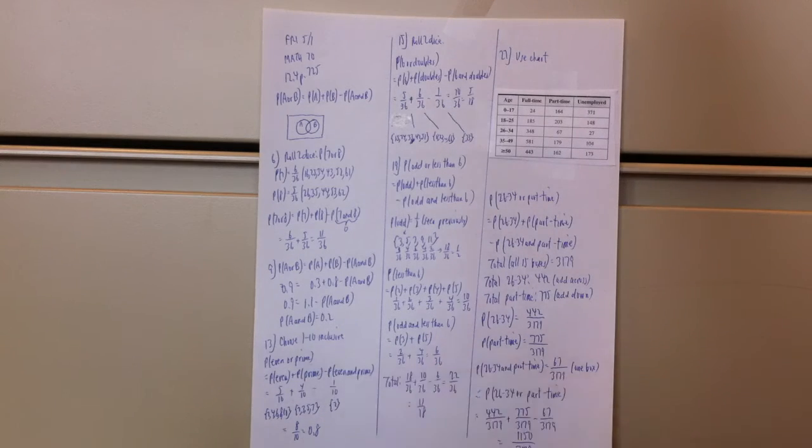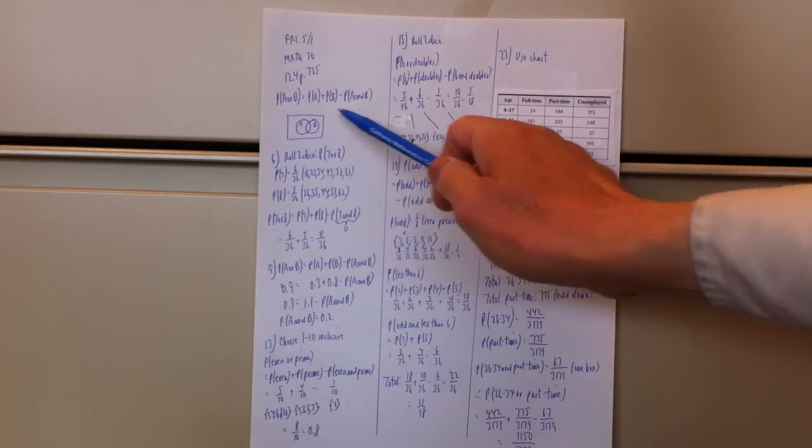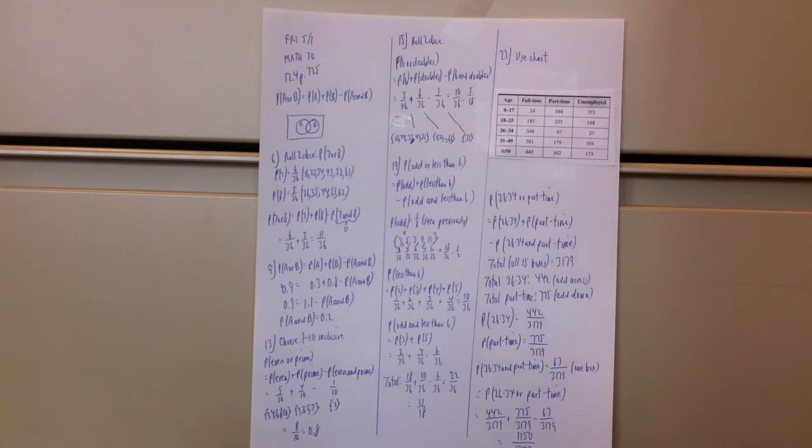Problem 13 asks you to choose a number from 1 to 10 inclusive. So 1, 2, 3, 4, 5, 6, 7, 8, 9, 10. There's 10 possibilities. They want the probability of getting either an even number or a prime number. So that's the probability of getting an even plus the probability of getting a prime minus the probability of getting an even and a prime. That's the formula back up here. As usual, you don't have to memorize it, just look it up.